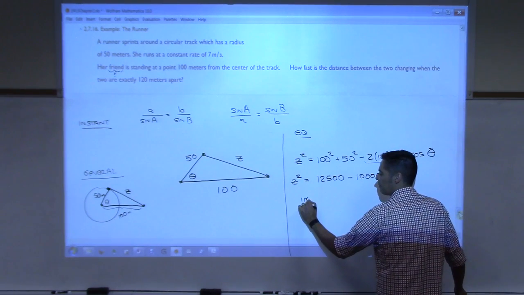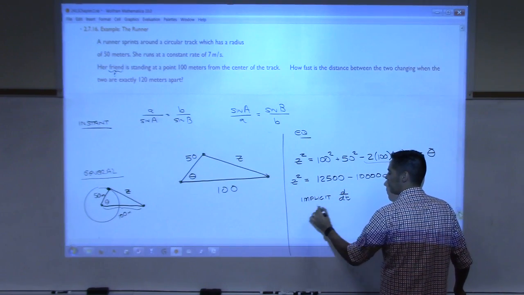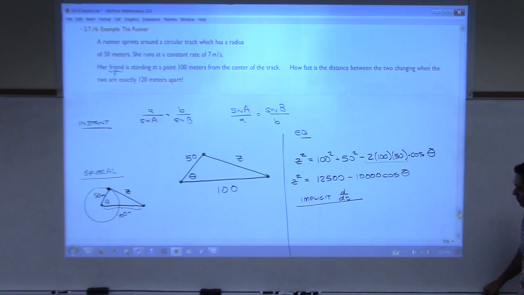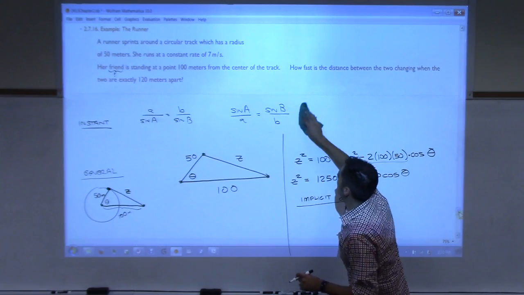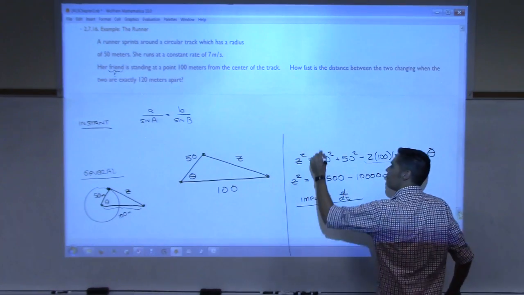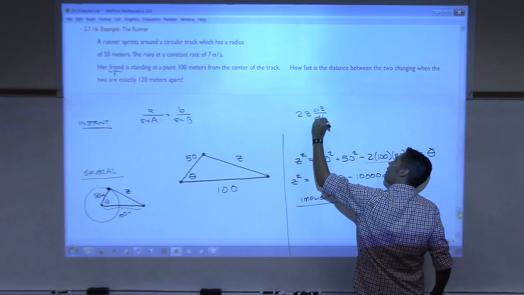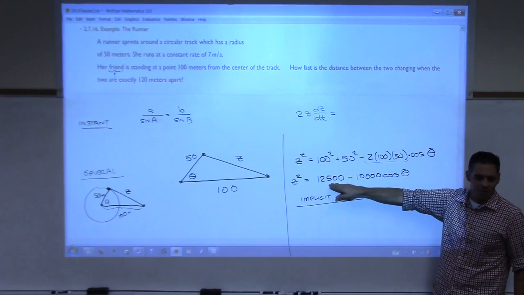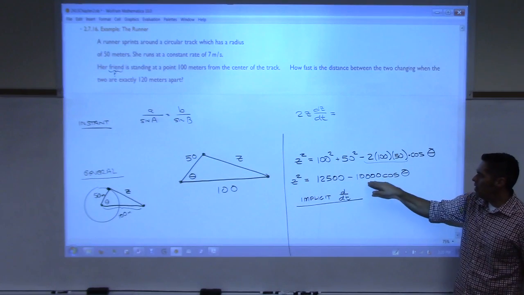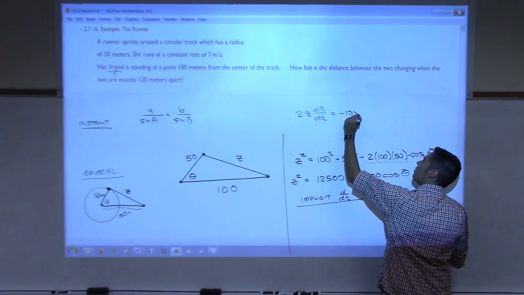Implicit differentiation with respect to time is 2z dz/dt equals, well, the derivative of this is 0, right? A constant attached to a function, so it's just going to come along for the ride. Minus 10,000.